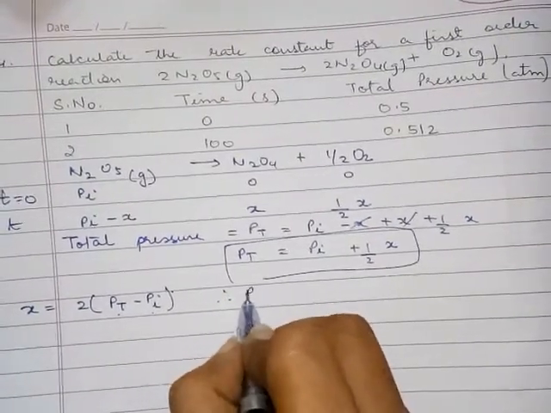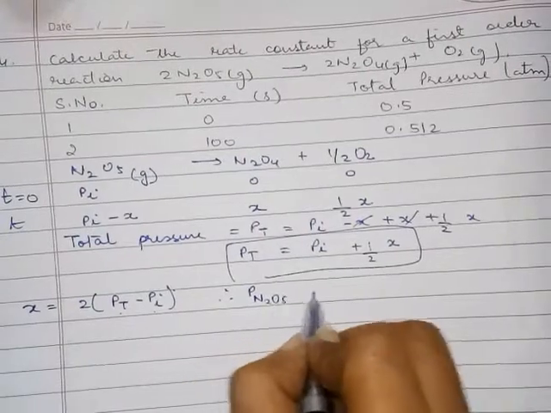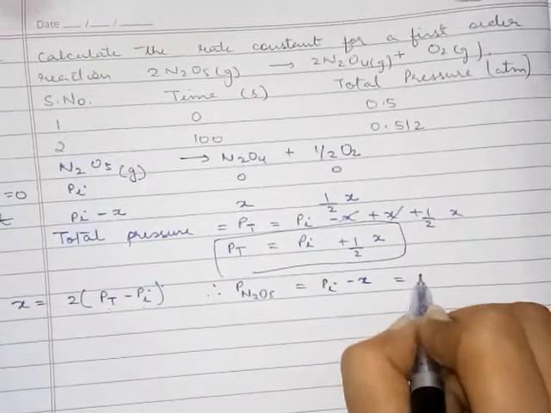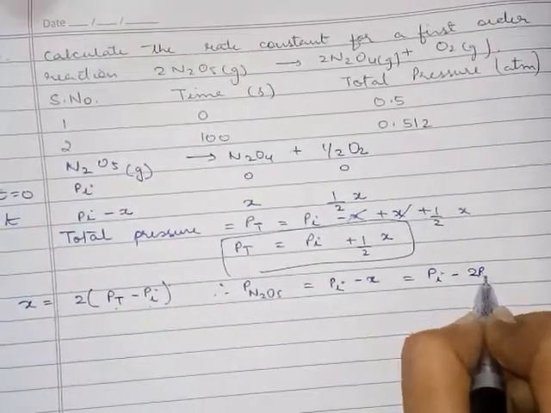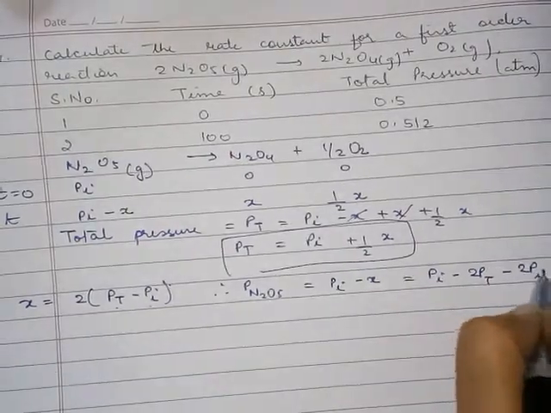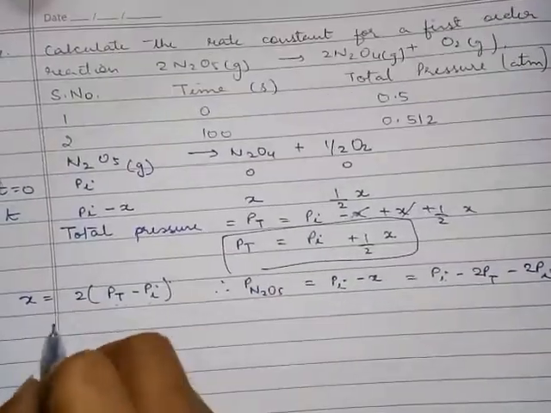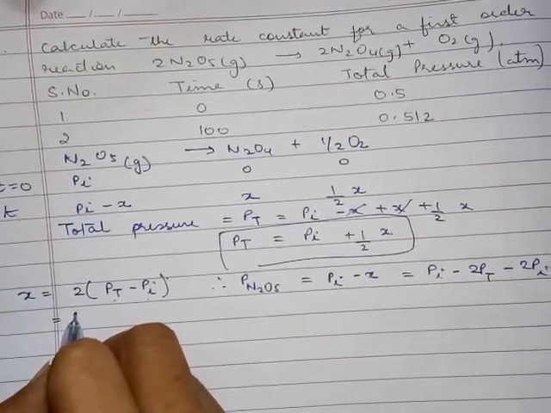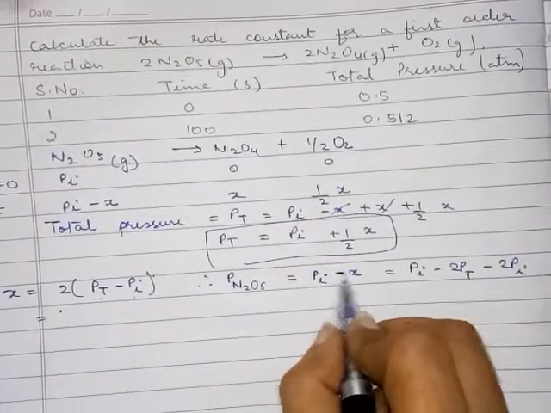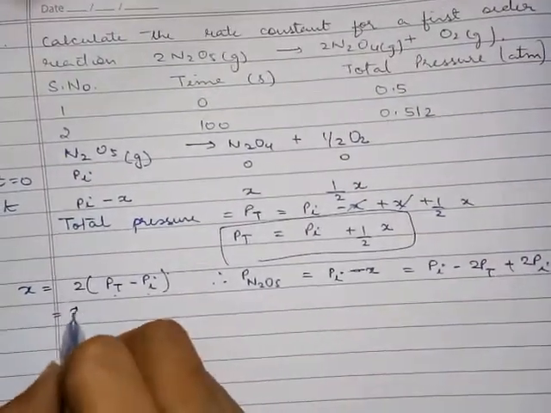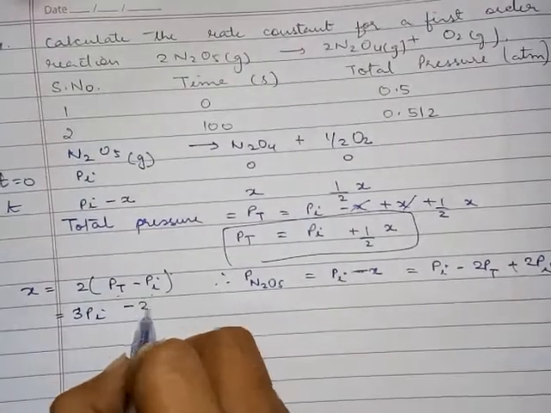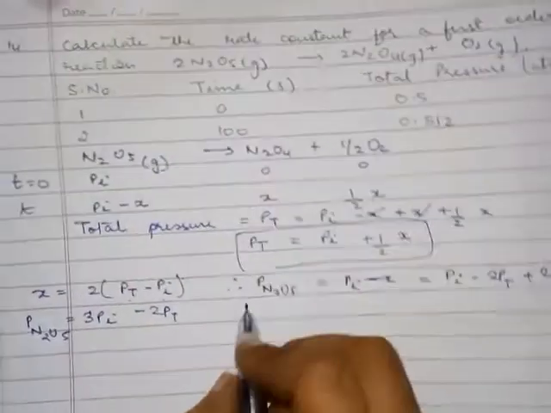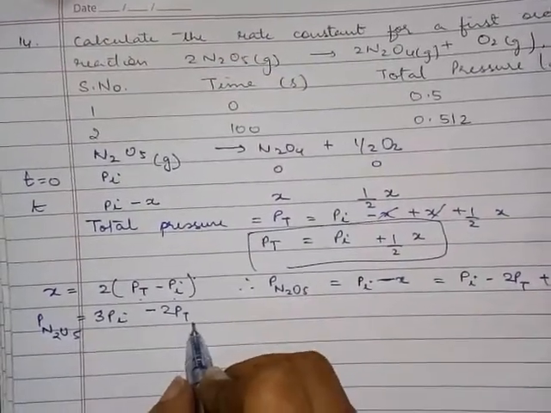Therefore what is the pressure of N2O5? N2O5 का प्रेशर कितना है? Pi minus x at the time t, which is Pi minus 2PT minus 2Pi. So on simplifying you will get this as ये 2Pi था माइनस ऑफ x, तो ये माइनस ऑफ माइनस प्लस हो जाएगा. So 3Pi minus 2PT is the partial pressure of N2O5. N2O5 का ये प्रेशर है इनिशियल, 3 times of initial minus 2 times of total.